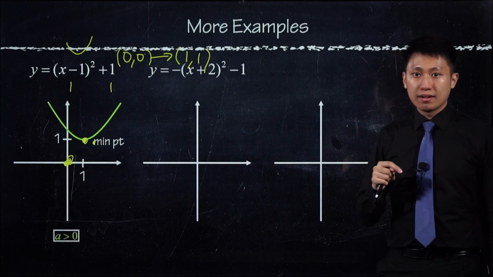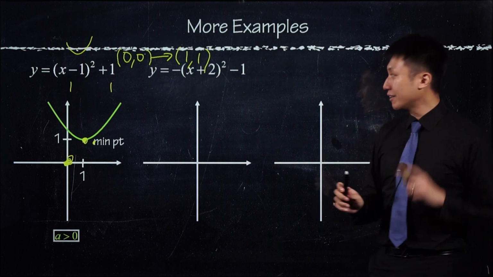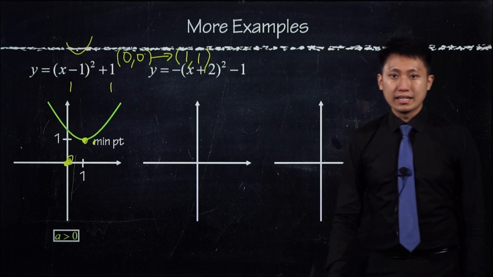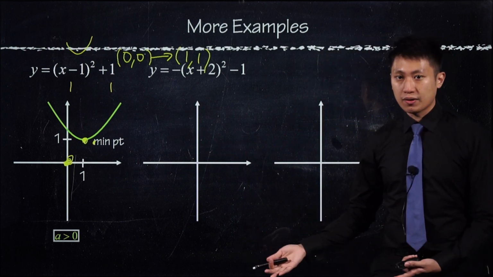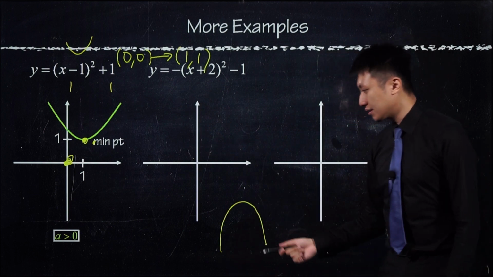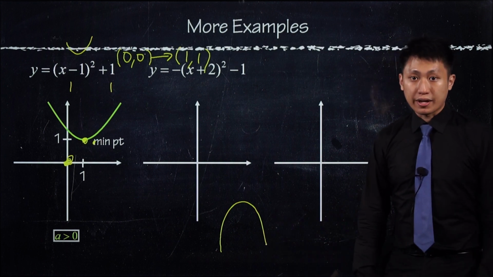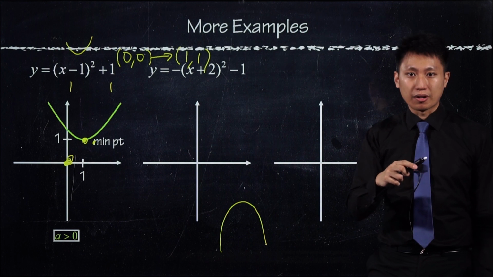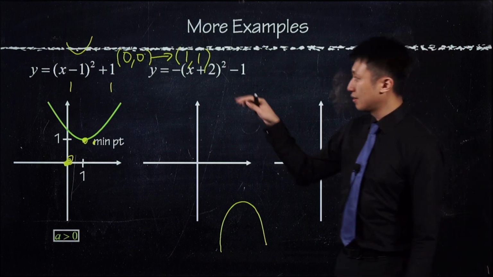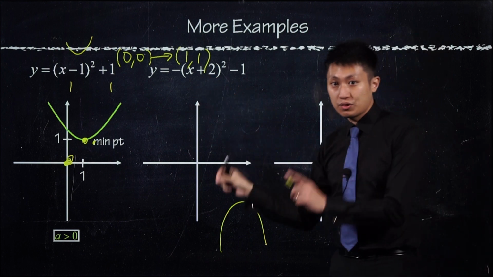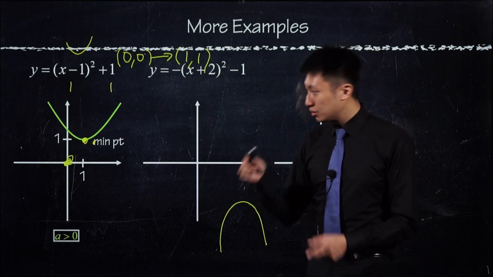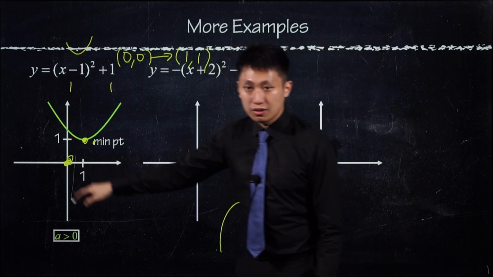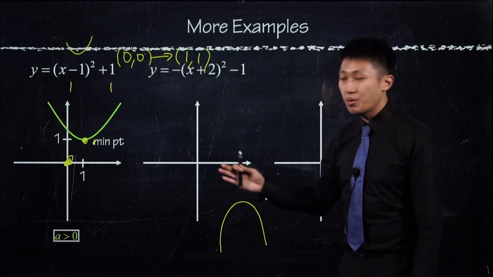Next one. Can you try this? Now I tell you y is equal to negative of x squared, so it looks like a sad face. A is less than 0. The problem is now you have a maximum point. How do you see the maximum point? You want to look at what it is shifted to. You shift from 0, 0 with a sad face to where?